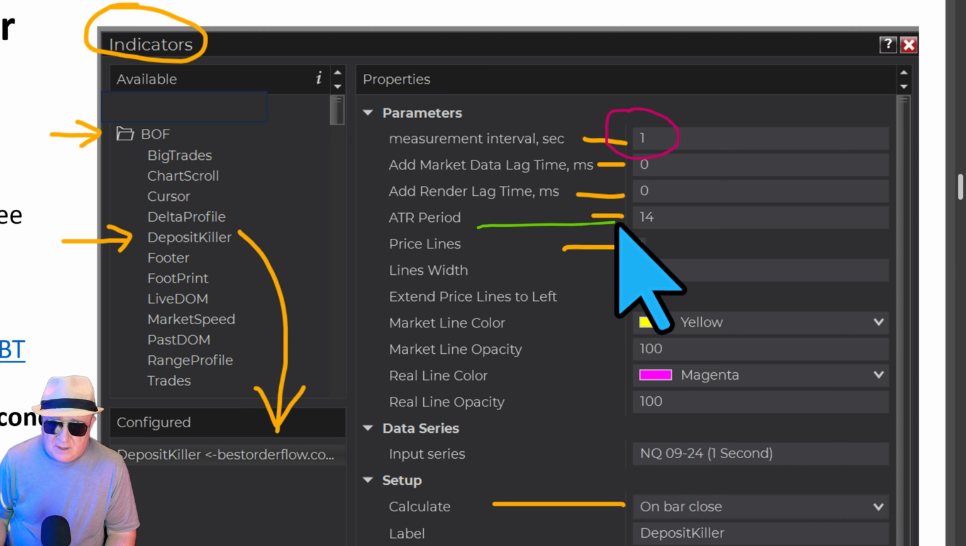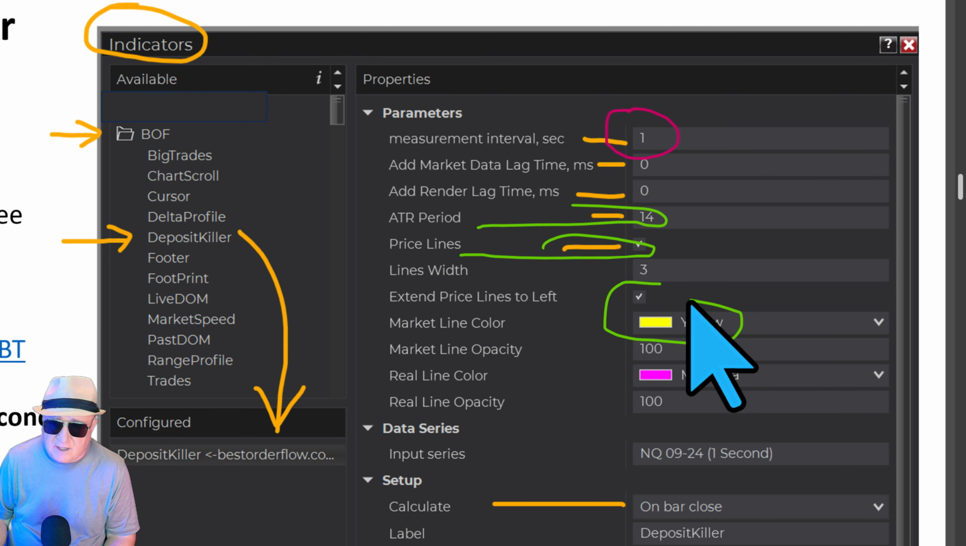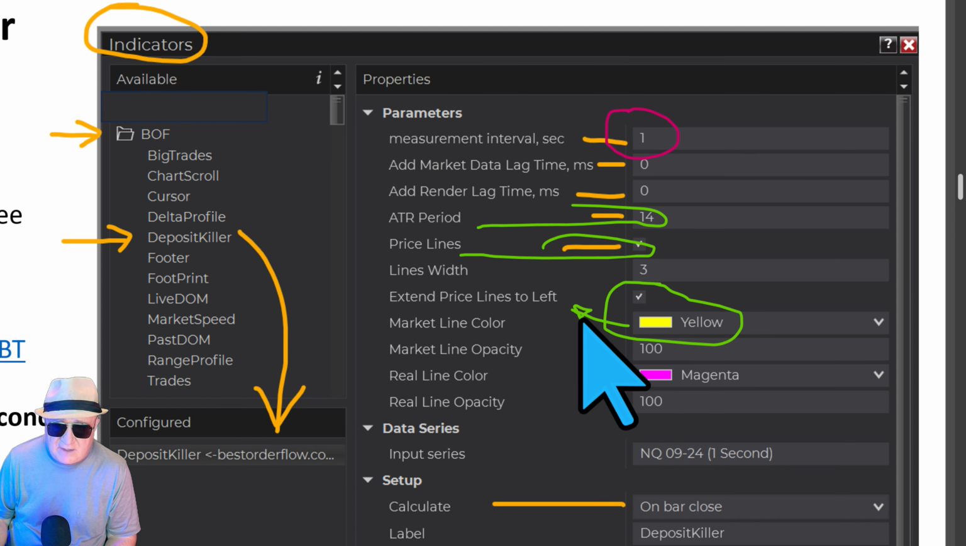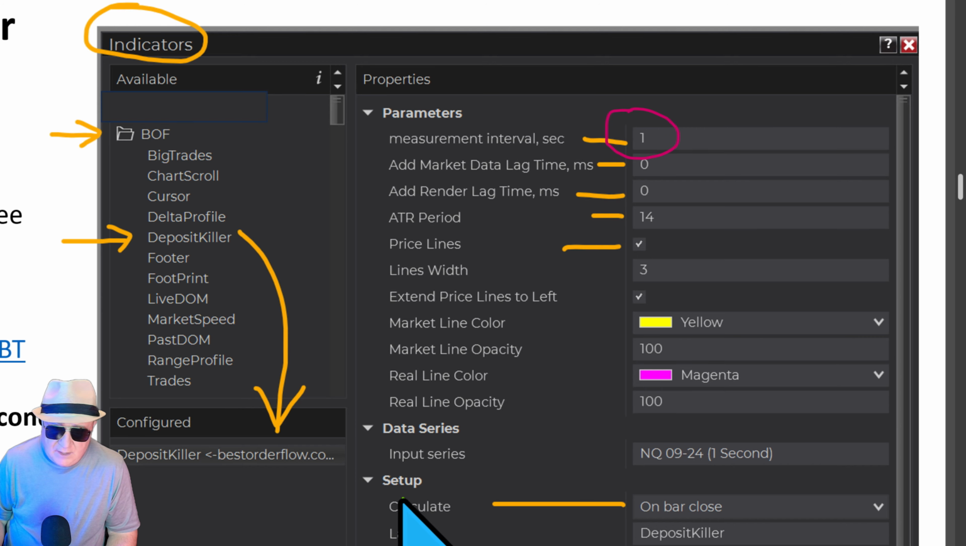ATR is usually set to 14, and price lines, yes, you would like to see the price lines. In yellow, it's going to show you the price line, and it can be delayed because it shows the price line according to what your indicator is capable of rendering on your chart. But the real price line is in this magenta color, and this is where the real price is going to show. And calculation should be set to on bar close.